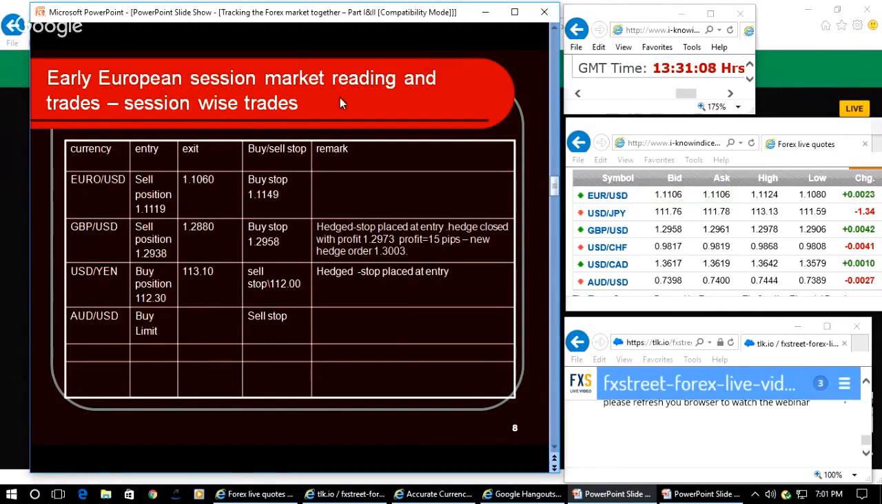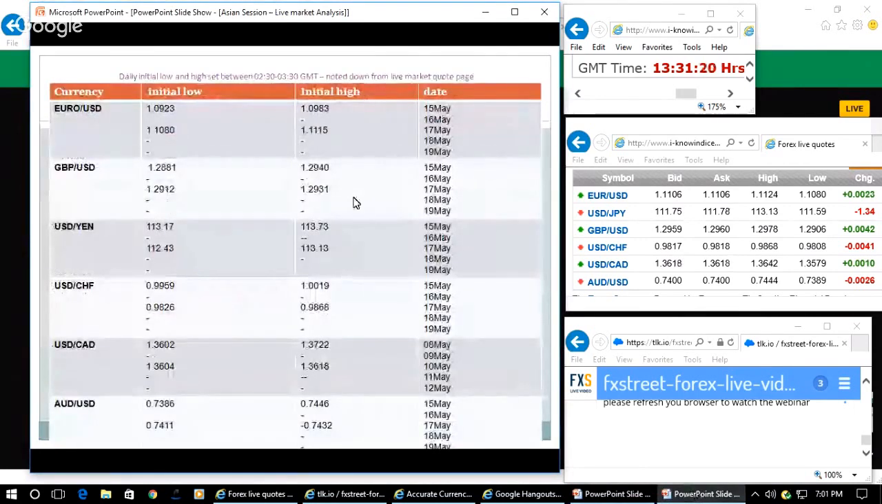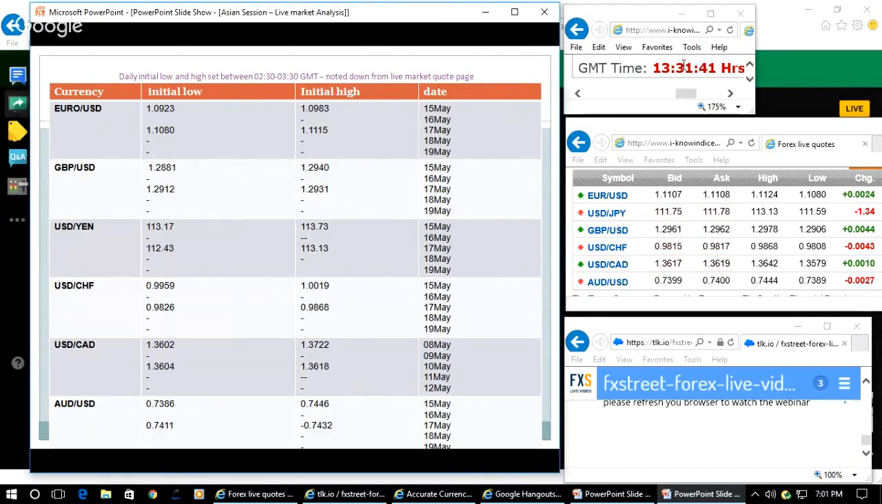So the forecast is a broader outline. We fine-tune the forecast using the market reading technique, and I'll show you the market reading. We note down the initial lows and highs in all the currencies. You can see euro formed the low 1.1080 and the high was 1.1115 initially around 3:30 GMT. They went up to 1.1124 and started making the slide. So they are expected to breach this 1.1080 during the US session.